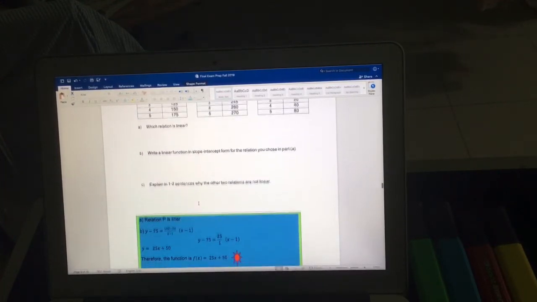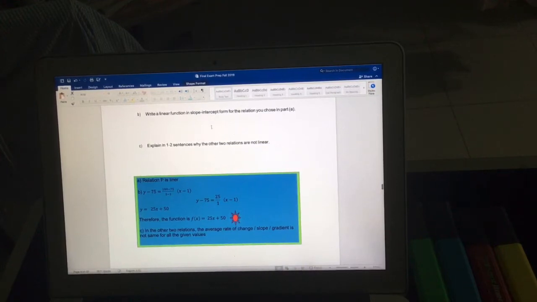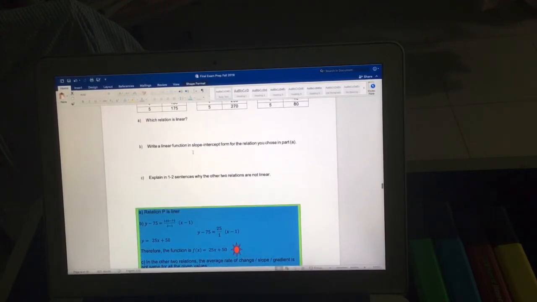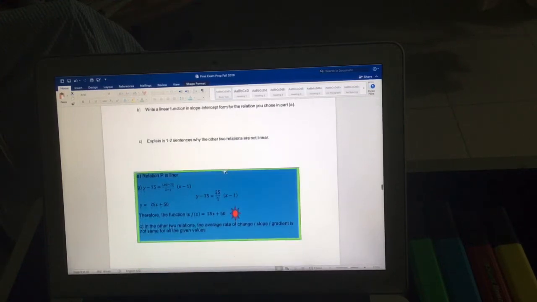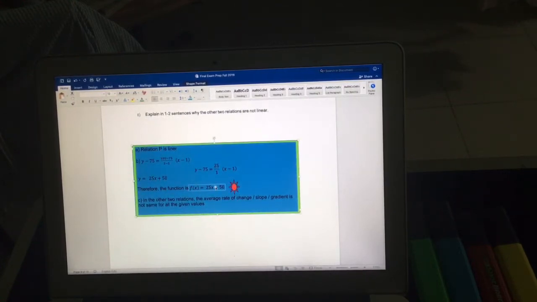And notice that I have given some hints here. The question says write a linear function, so we have to write a function. If I keep it as y equal to 25x plus 50, then it is an equation. So we have to convert it to a function, which is actually the same thing, but we have to mention that this is the function. It is good to always answer the question according to the requirement of the question.